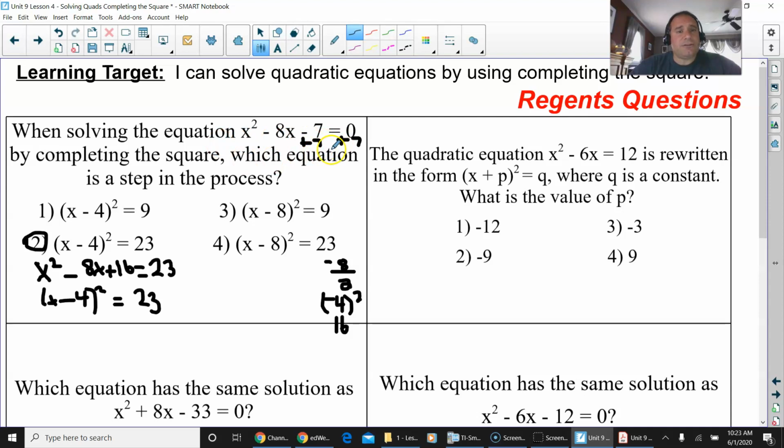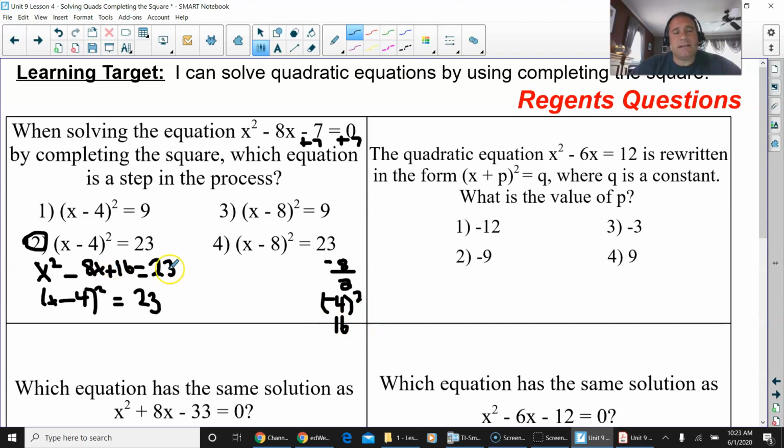By completing the square, which is a step in that process, you add 7 on both sides and you get x squared minus 8x equals 7. And then you take that negative 8 and divide it by 2, which is the b, and then you square it and you get 16.